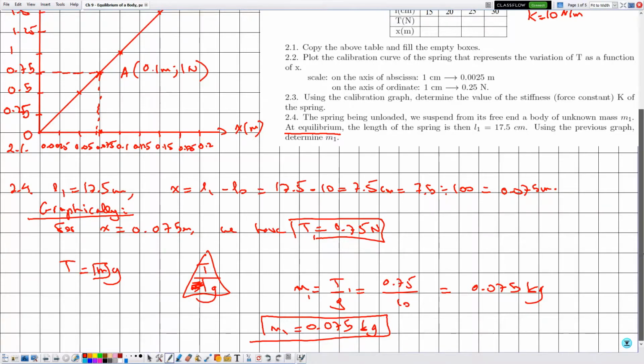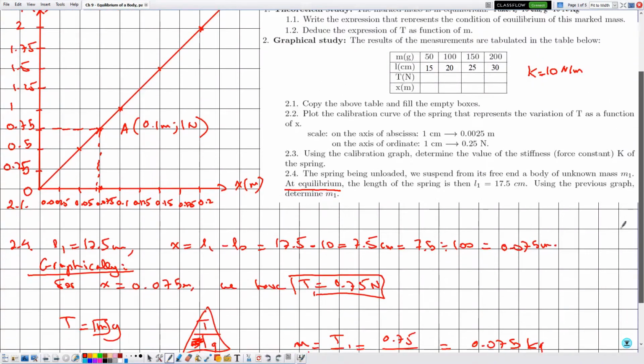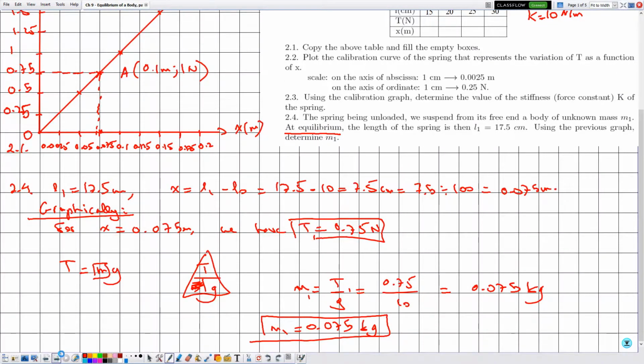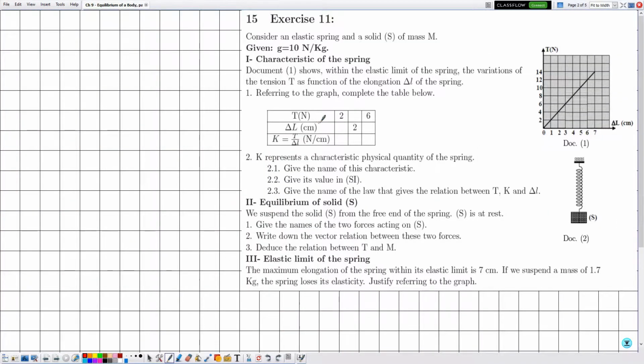So this is it for exercise number 10. Let me move to the next exercise, which is exercise number 11. Consider an elastic spring and a solid S of mass m, given that G is equal to 10 newtons per kilogram, which means that we are performing this experiment on the surface of the Earth. Characteristic of the spring. Document 1, they mentioned this document, now we can use it.